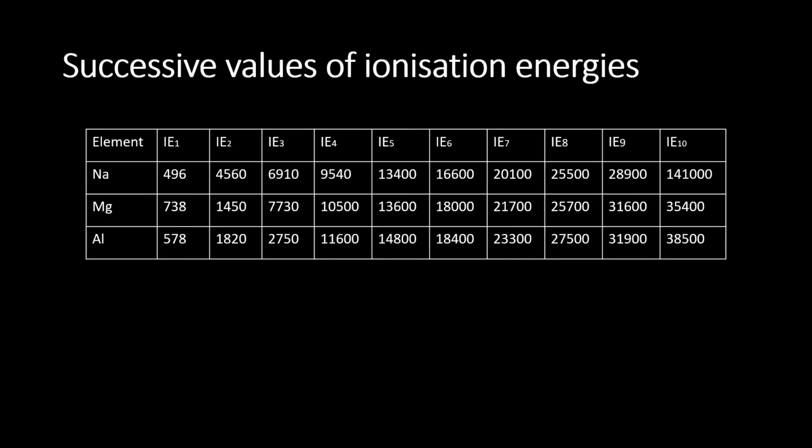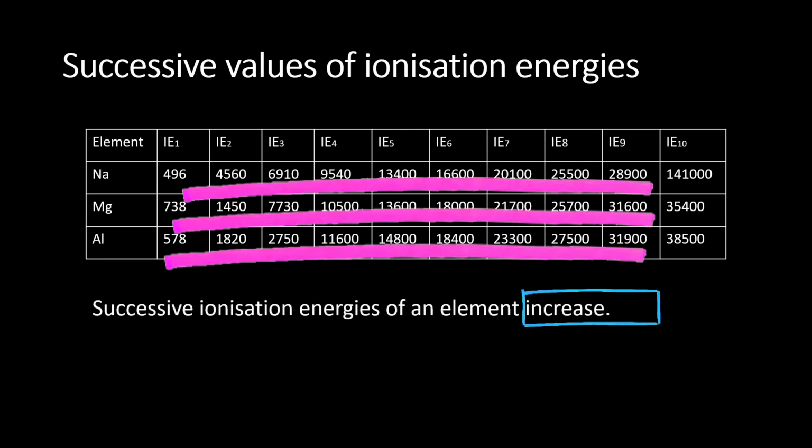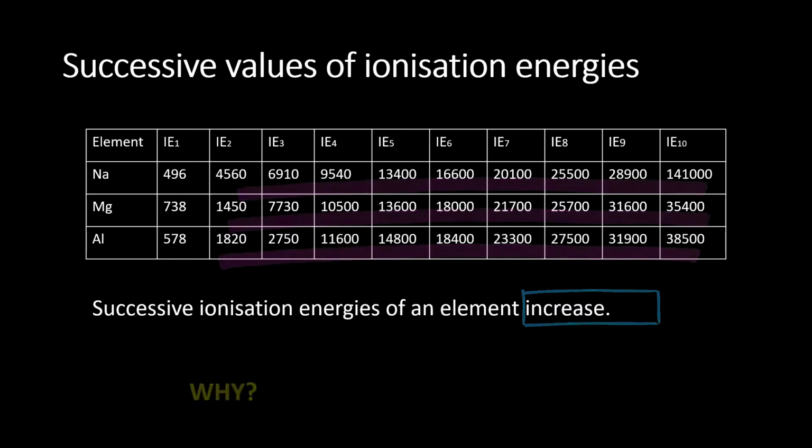Now we move on to look at successive ionization energies of elements. In this table, there are three elements: sodium, magnesium, and aluminium. Can you see that for each of these elements, the successive ionization energy values increase? Why?